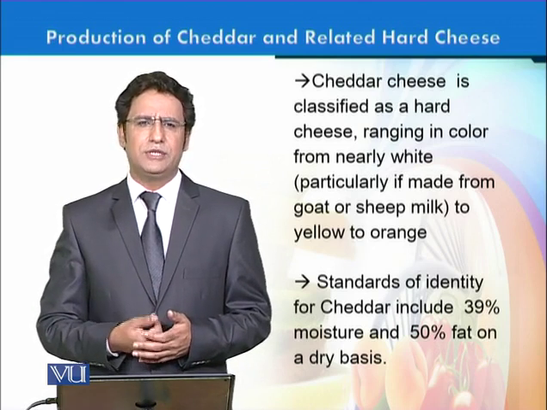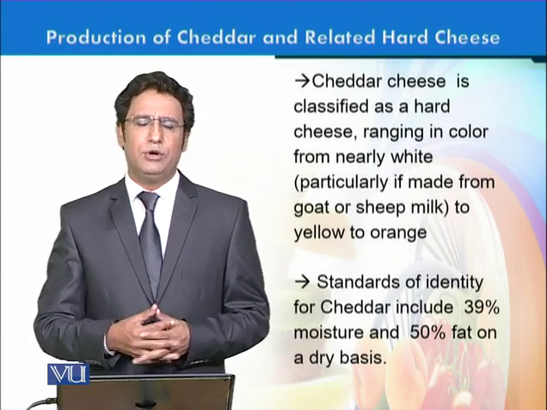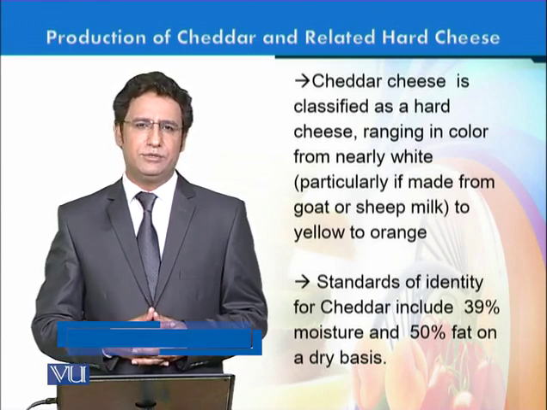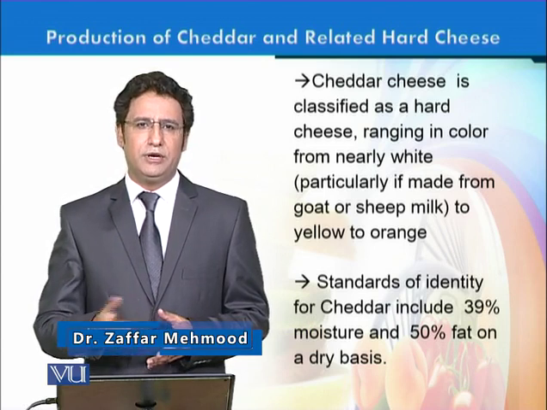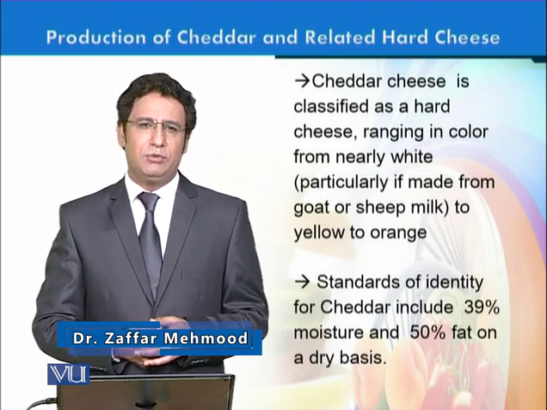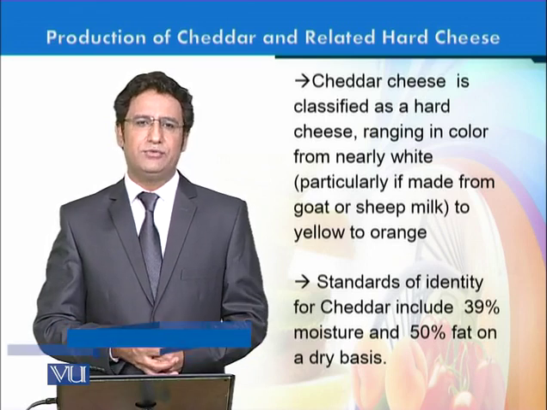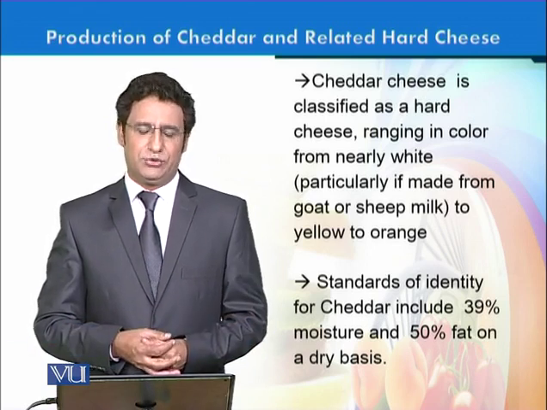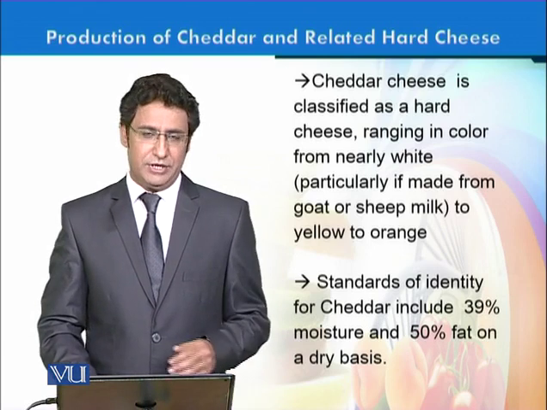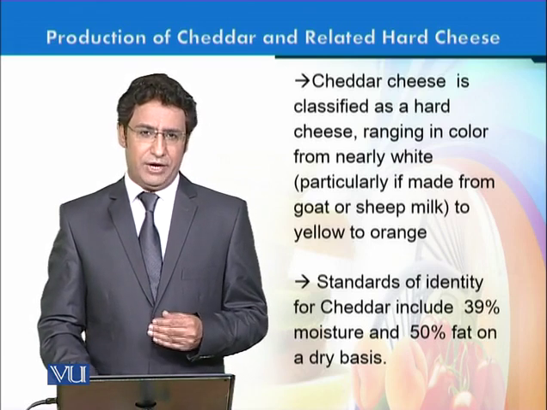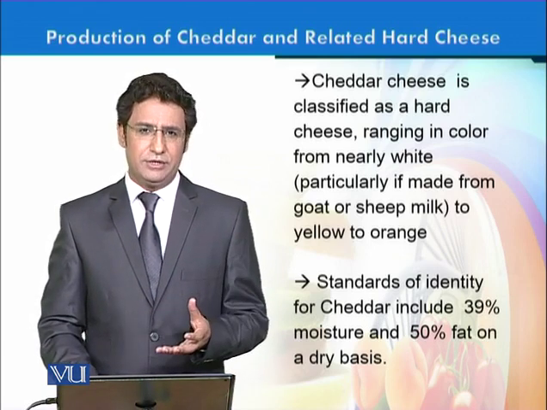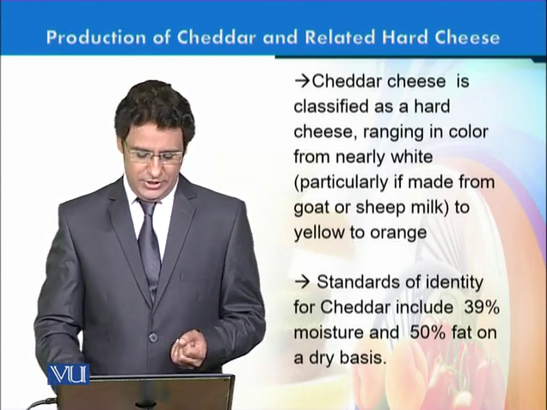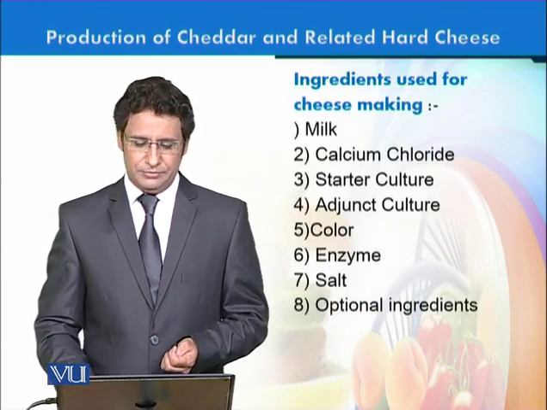These yellow or orange colors are basically added to impart these particular colors to the end product, depending upon the desired color of the end product. Normally, if you look at the compositional standards for cheddar cheese, it consists of 39% moisture and 50% fat. That is the standard of its composition that is generally followed.